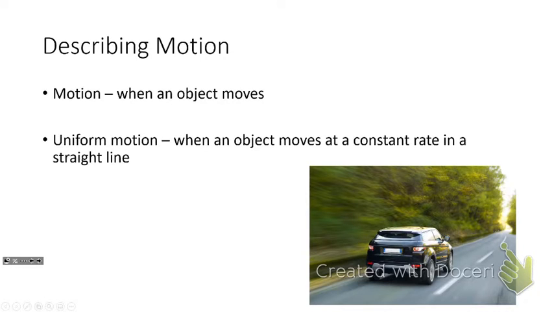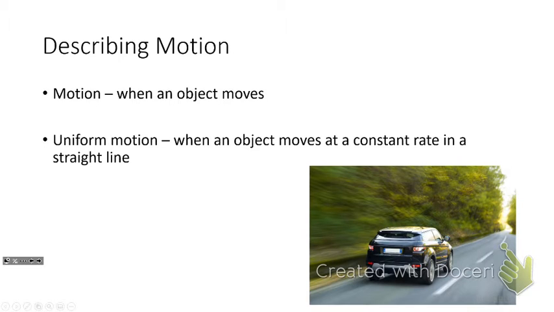Okay, so we talked about 3 different types of motion, right? Well, no, sorry, 2 types of motion. One, so this is not one type of motion, but this is just what motion is, right? Motion is just when an object moves. That's pretty self-explanatory, okay? And then we have 2 types of motion.